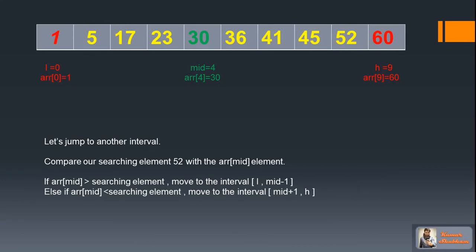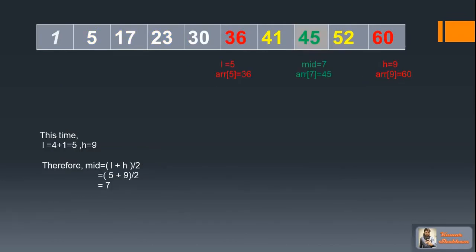Compare our searching element 52 with the element at the middle position of the array. If the element at the middle position is greater than the searching element, shift to the interval L, mid minus 1. Else shift to the interval mid plus 1, H. Since 30 is less than 52, this time lower index L equals 4 plus 1, that is 5, and higher index H equals 9 as before. Therefore, mid equals (5 + 9) / 2, that gives 7.